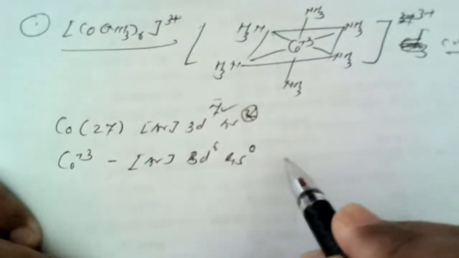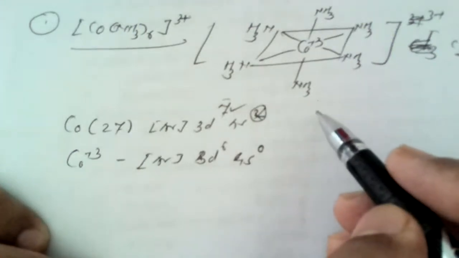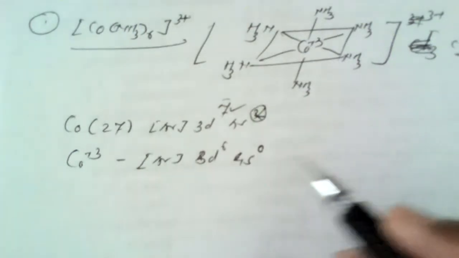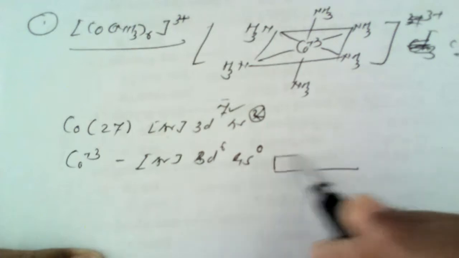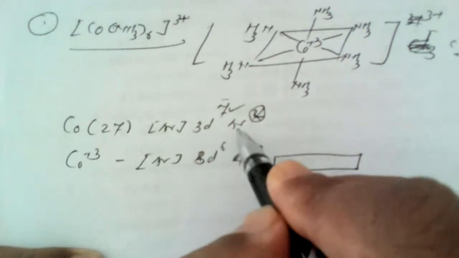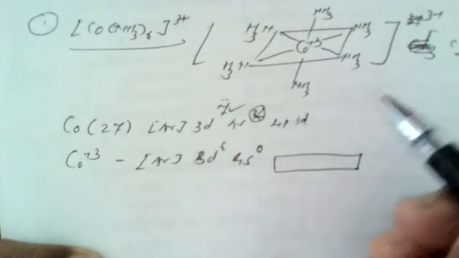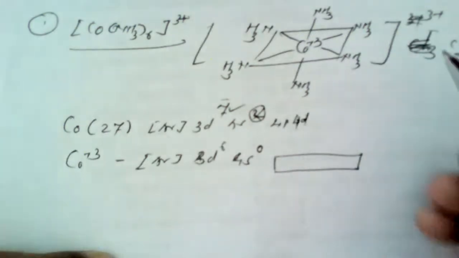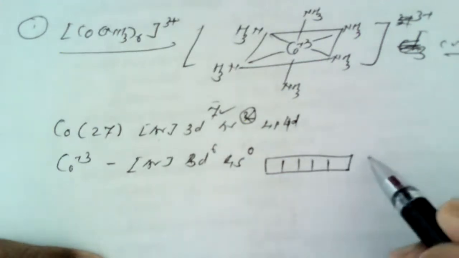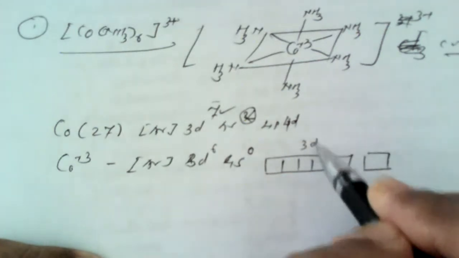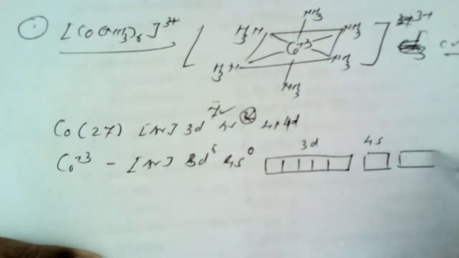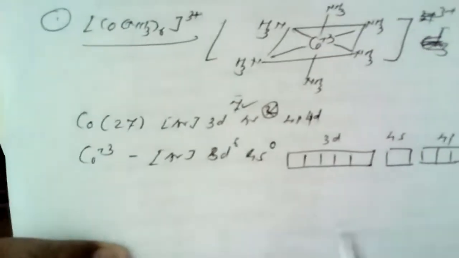Now, if I want to show the electronic configuration of this cobalt plus 3 ion, then we can show it like this. After 4s and 3d, the next higher energy levels will be 4p and 4d. These are the 3d orbitals. These are the 4s orbital, 4p orbitals, and these are 4d orbitals, which are empty.